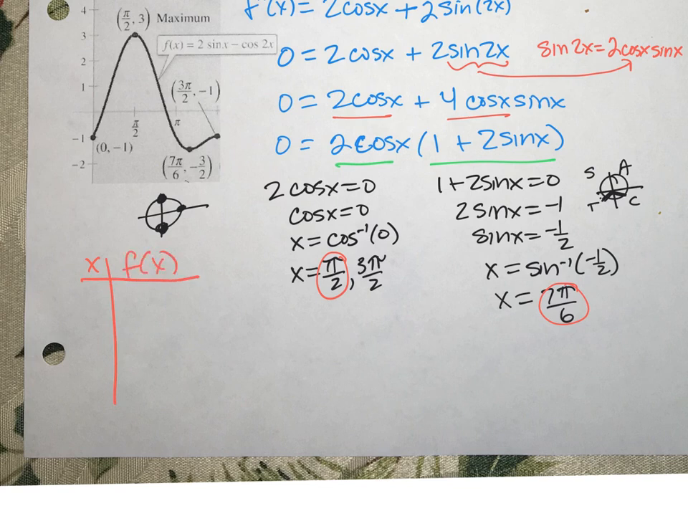Now I'm going to spare you the trig, and I'm just going to ask you to trust me that when x is 0, if I plug 0 into our original function, we would get -1. And then our next candidate would be pi halves. If I plug that into f of x, we would get 3. And then our next candidate is 3 pi over 2. Evaluating the function there, we get -1. And then our last candidate was 7 pi over 6, and when we evaluate that, we would end up with -3 halves.